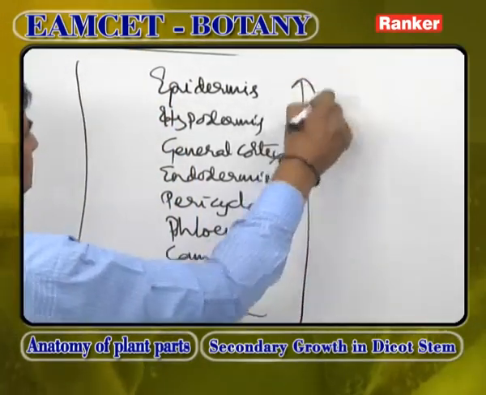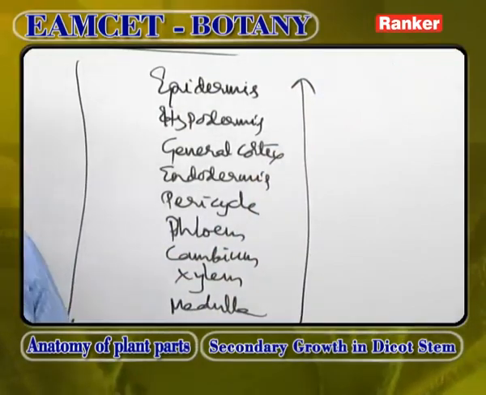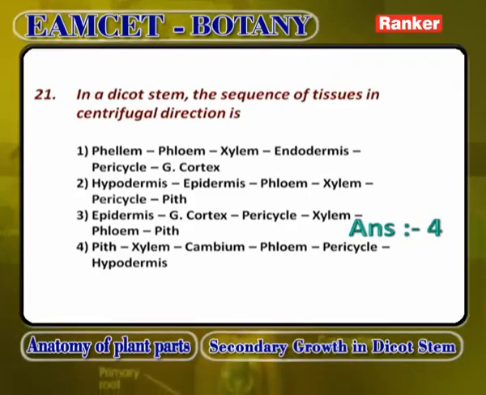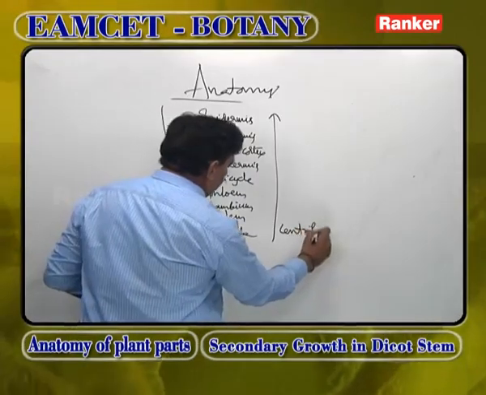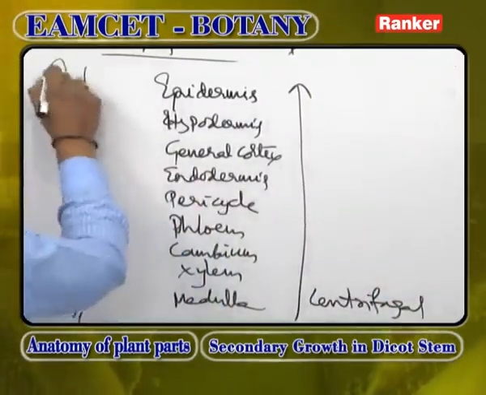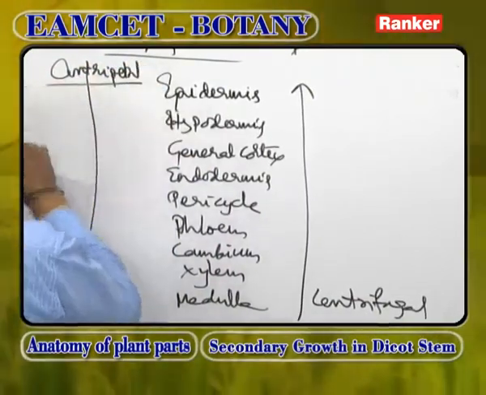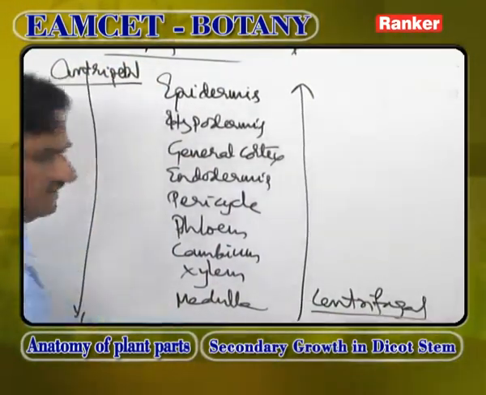Centrifugal means from center to periphery. Answer is medulla, xylem. So, medulla, xylem, cambium, phloem, pericycle and hypodermis. So, this is called centrifugal explanation and this is called centripetal explanation. From periphery to center is centripetal, from center to periphery is centrifugal.